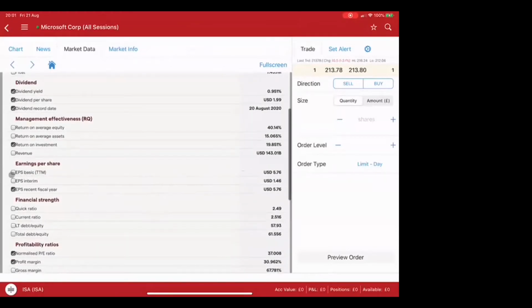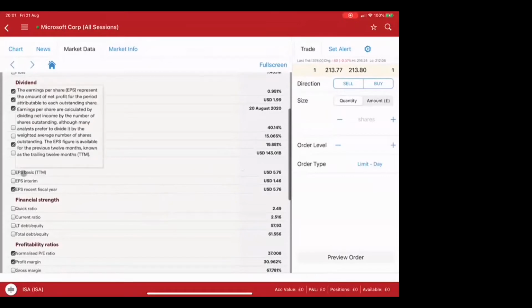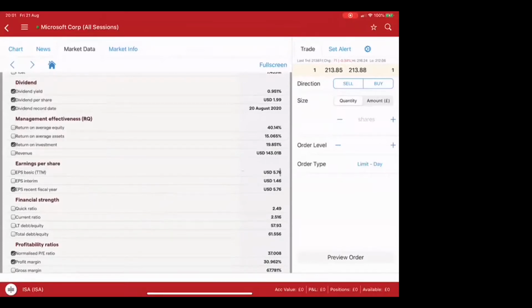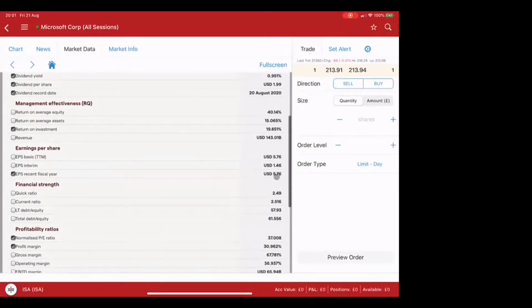You can also see the earnings per share. So what this means is, for every single share that they have, what is the earnings? In this case, they're adding $5.7 per share. This is the basic. They have interim, they have the fiscal year. Fiscal year is 5.76. They've added onto the share price for that year. Okay, so you can see that clearly.